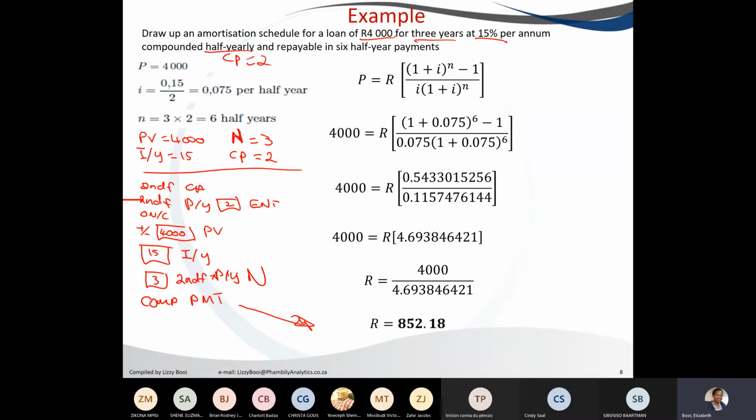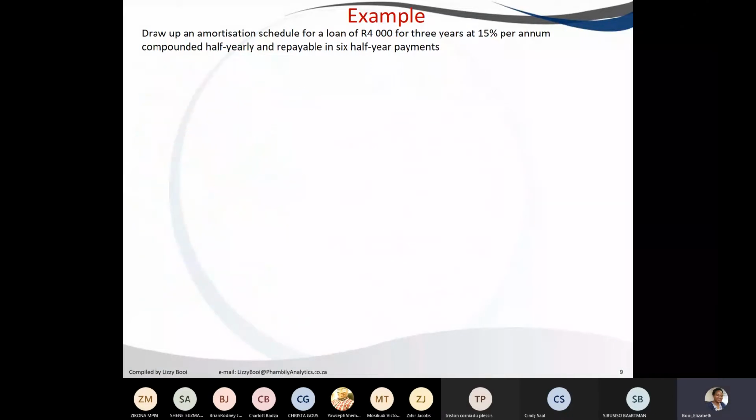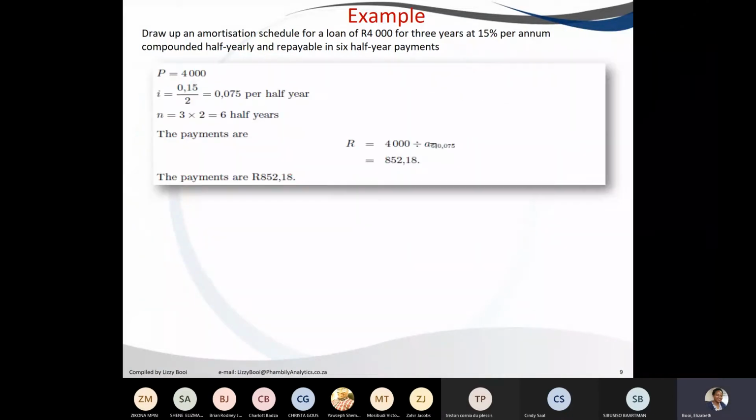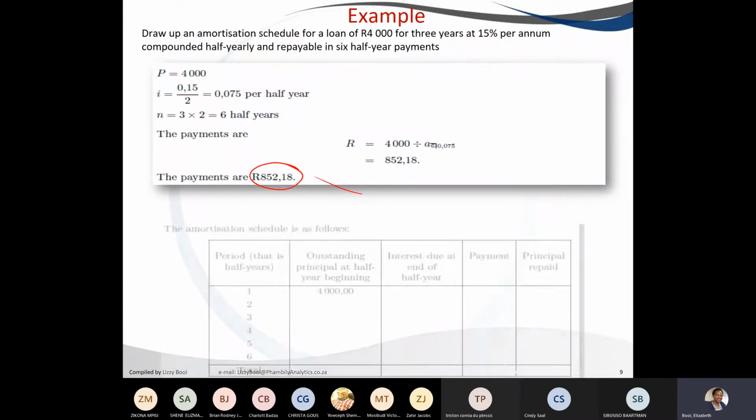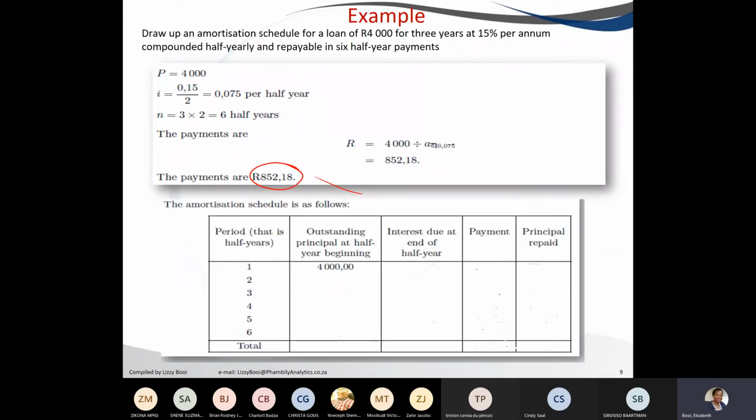Now we are ready to complete our amortization schedule. With the amortization schedule, we calculated our payment, and that is our payment. We can draw up our amortization schedule by putting in the periods, which has 6 half-yearlies. So there will be 6 payments, and they told us that there will be 6 half-yearly payments.